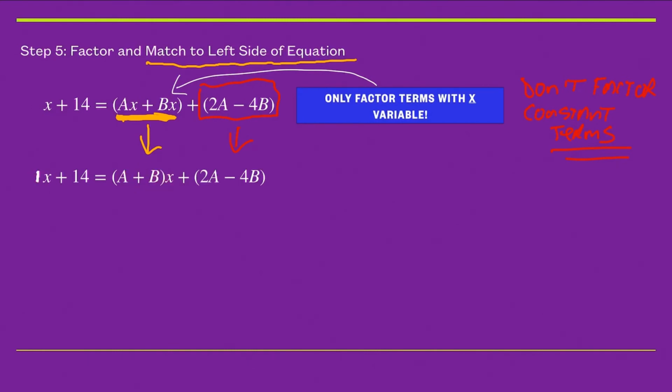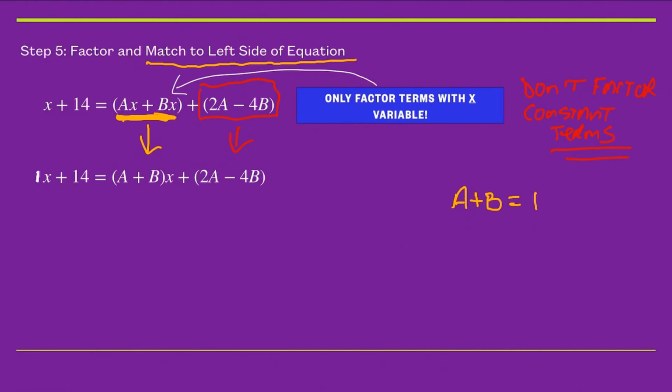And that's how I'm going to write it out, over here. I'm going to say that a plus b is equal to 1. Because if we have an equation, this side has got to be equivalent to this side. And if I have a coefficient of x on this side, it has to be equal to the coefficient of x on this side. So that means that a plus b has got to equal 1.